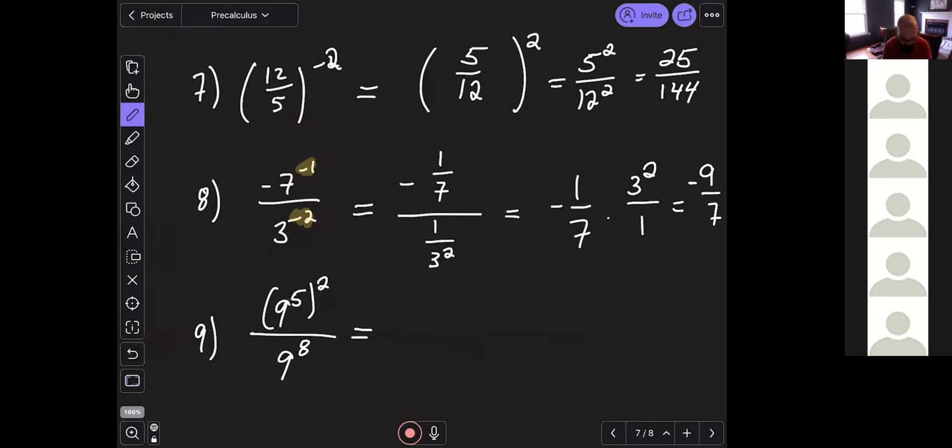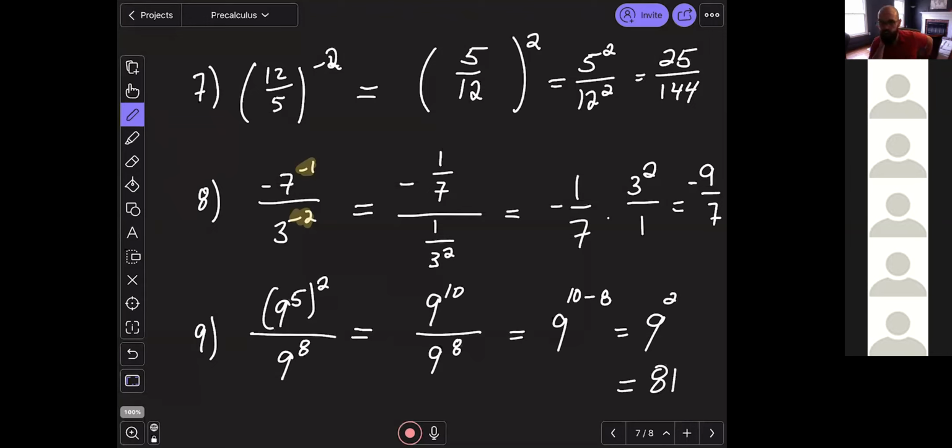And then down here in the bottom, we'll do this last one, right? So I'm going to process this numerator. 5 times 2 is going to give me 10. And then we have 9 to the 8th in the denominator. Now we're dividing, so we're going to subtract the exponents. So we get 9 to the 10 minus 8, which is 9 squared. That ends up being 81. Okay, so we've gone through sort of nine of these examples here.